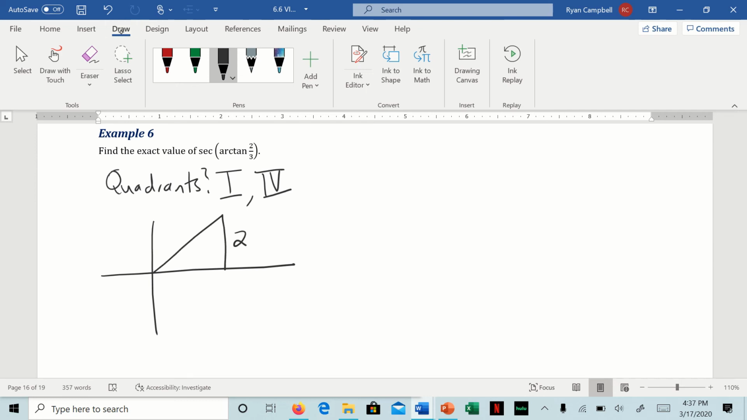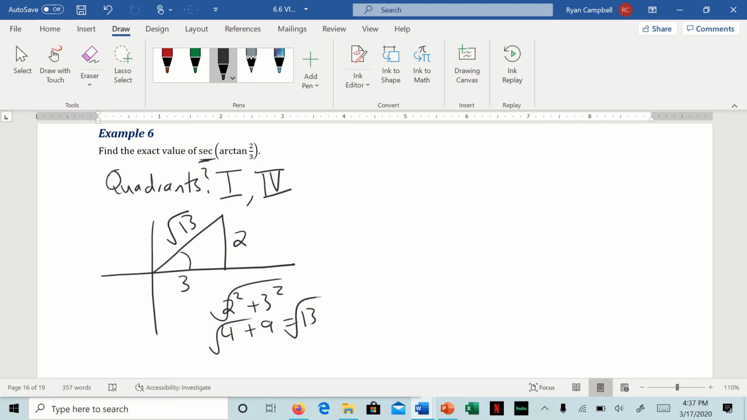So the opposite is 2. The adjacent is 3. If we can figure out what the hypotenuse is, right? 2 squared plus 3 squared. So 4 plus 9 is 13. Take the square root of everything. So we got positive square root of 13. So this is our angle. So now we just got to figure out what is the secant.